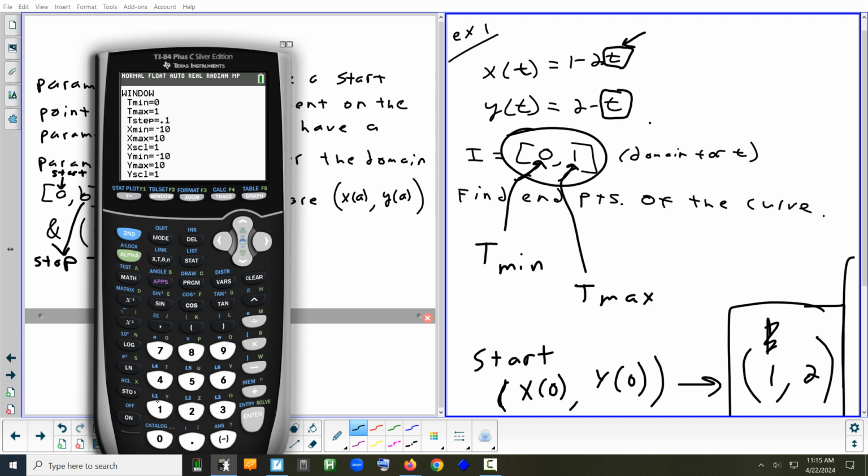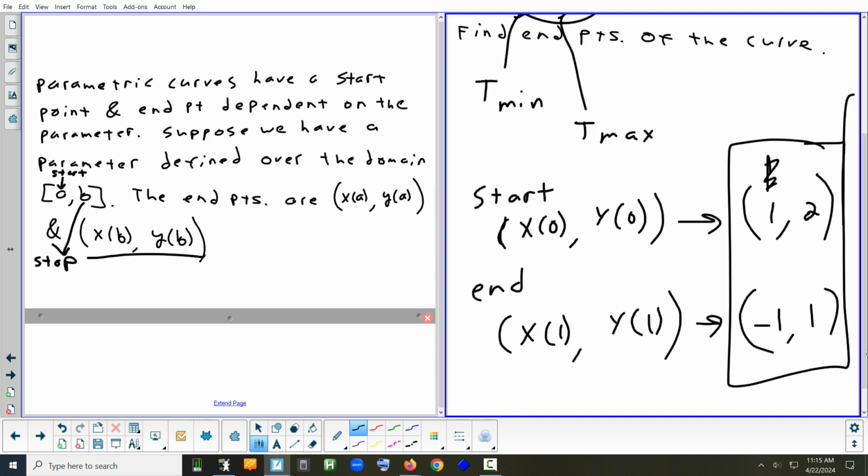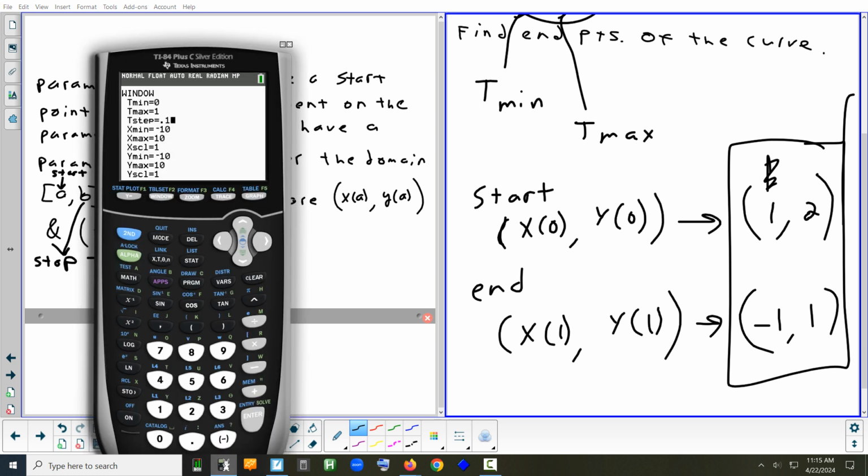Now I need to set my window. What's the smallest x value that I have in these coordinates? -1. So let's go to -2. We'll just go a little extra. What's the biggest x value? No, the biggest x value is 1. So let's go 2. Okay, we'll go to the next. What's the smallest y value? 1, so let's go to 0. And the biggest y value? 2, so let's do 3. Okay, so you get a little extra on the screen.